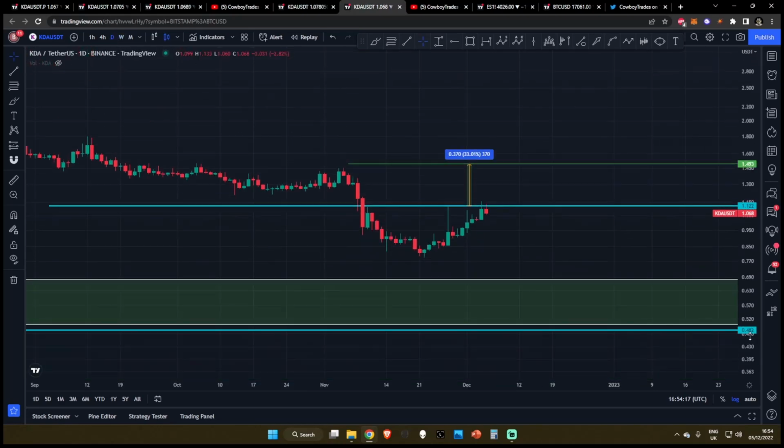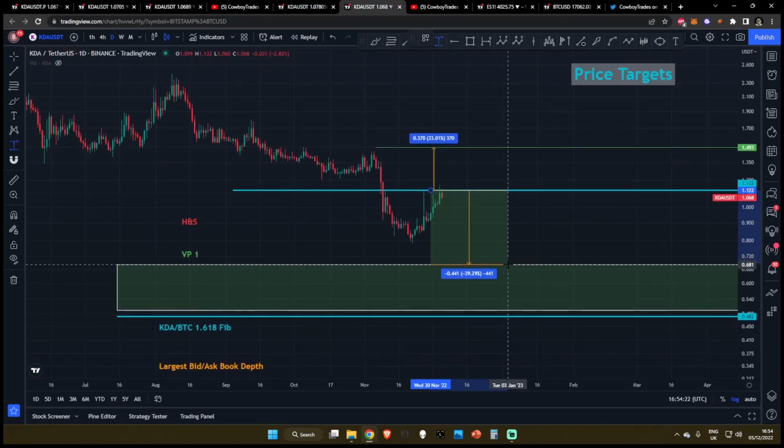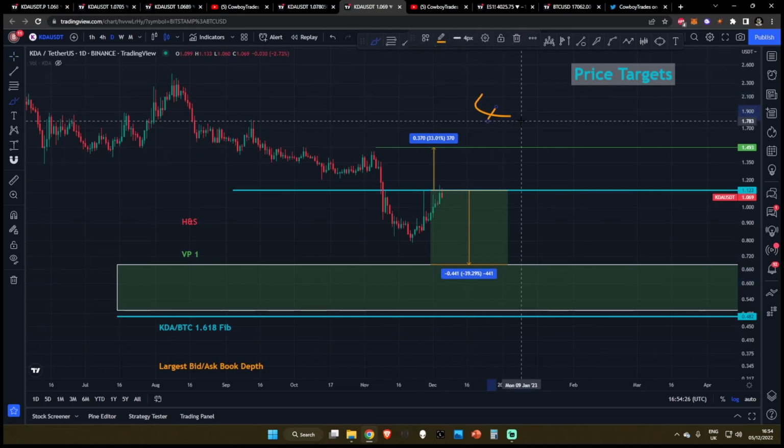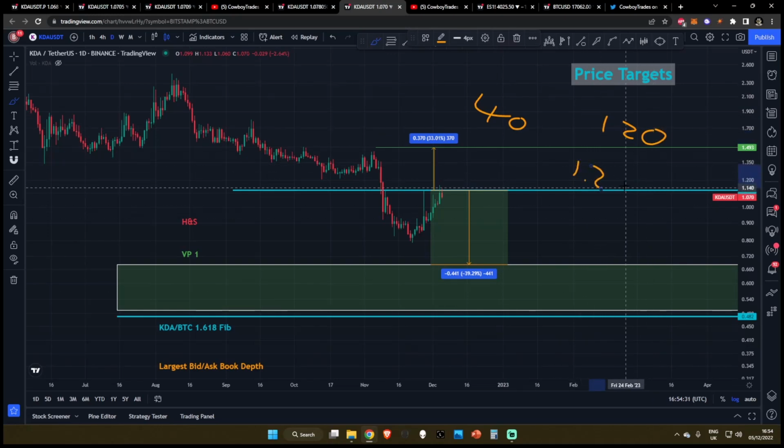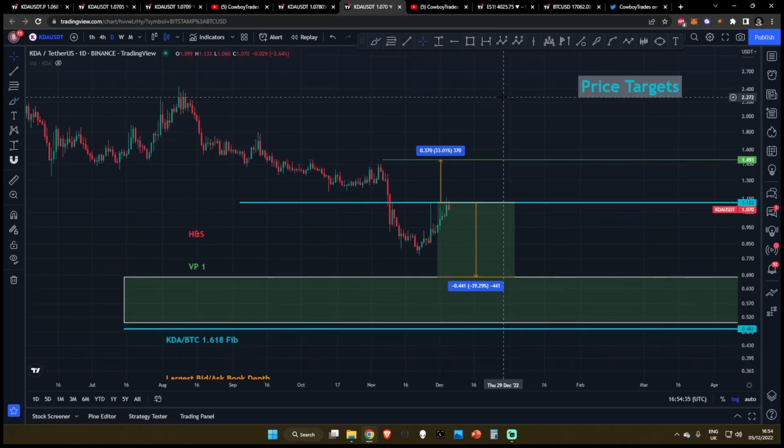I think we are going to come all the way down to our 69-cent price target, which is a 40% drop. So your 40 times 3, this is 120% profit, or a 1.2x return if we do come down to these lower levels. So that's pretty much all I've got for KDA.